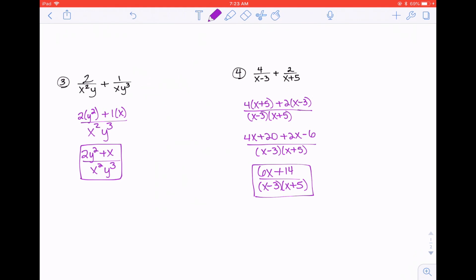So hopefully that's a really quick review of some fraction fundamentals.